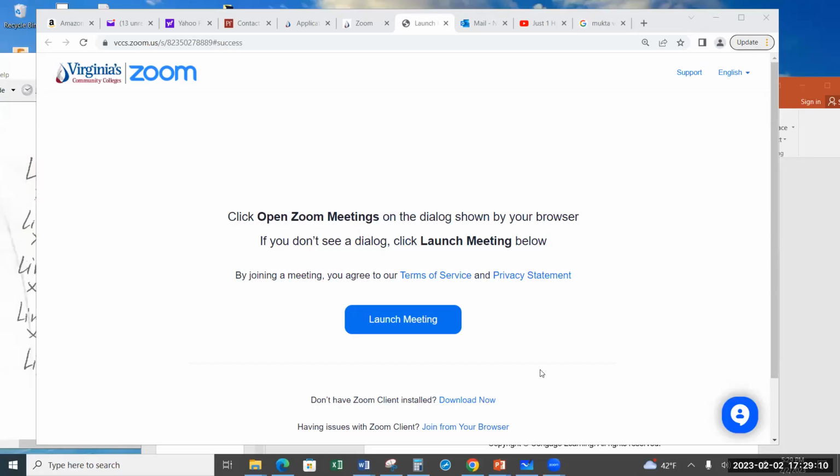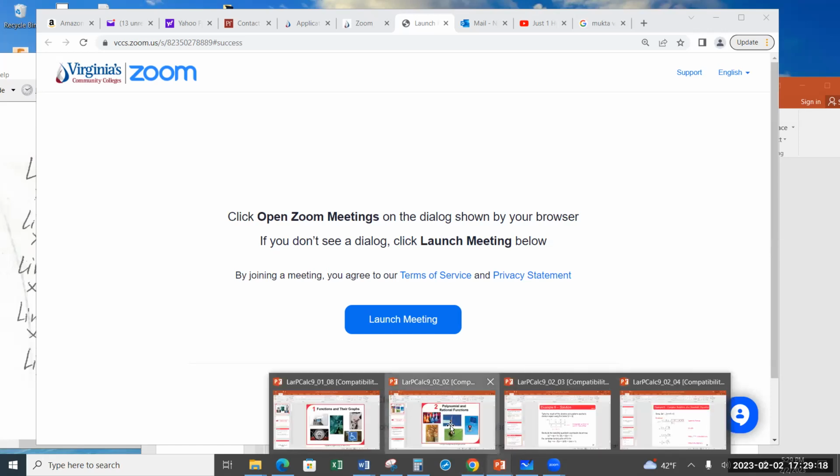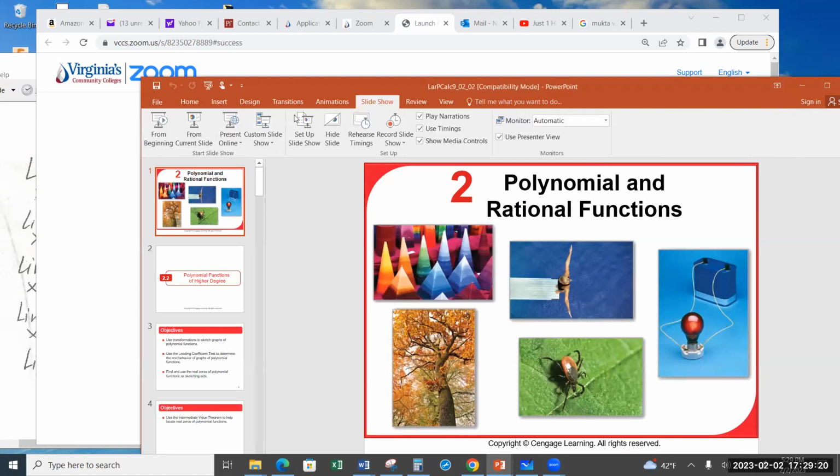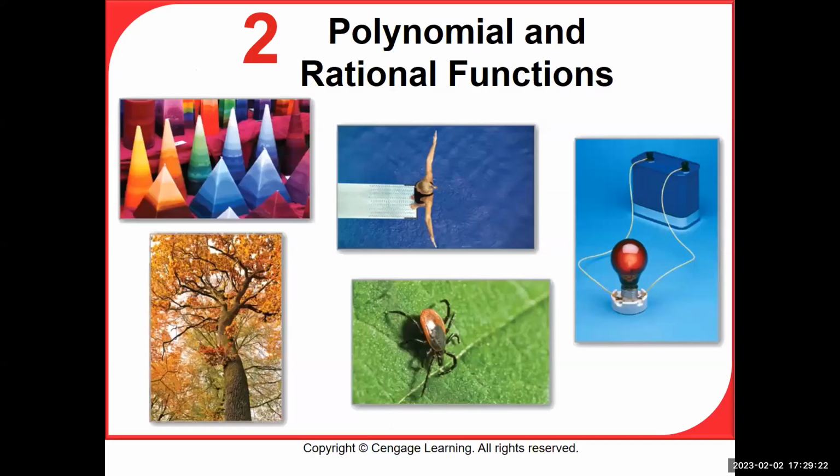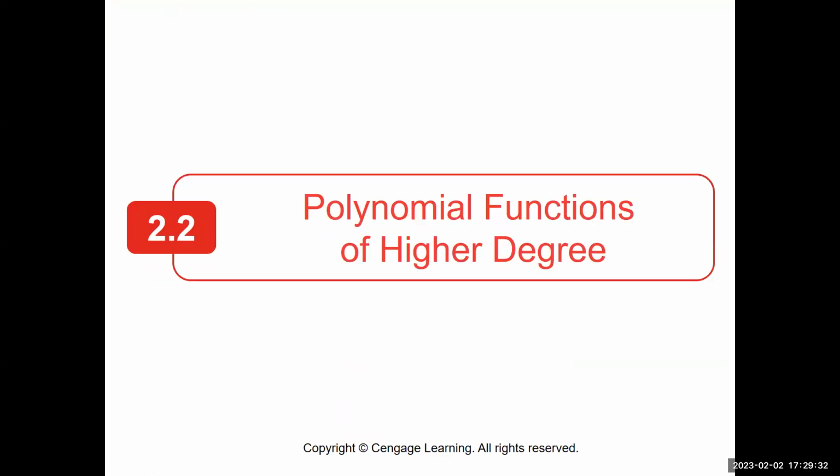Precalculus, Chapter 2, Section 2. Polynomial and rational functions. Polynomial functions of a higher degree.